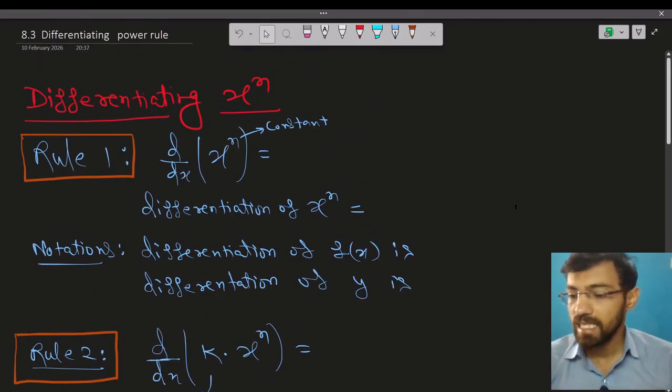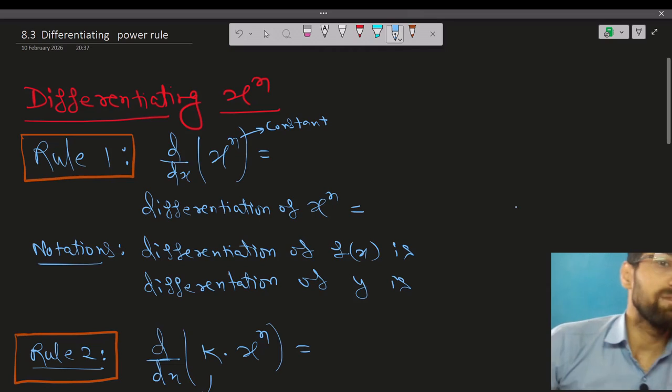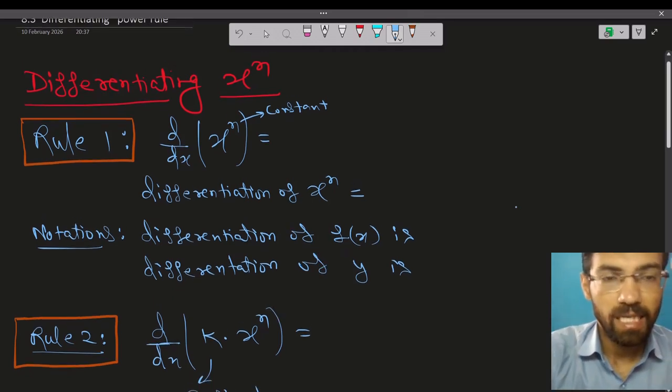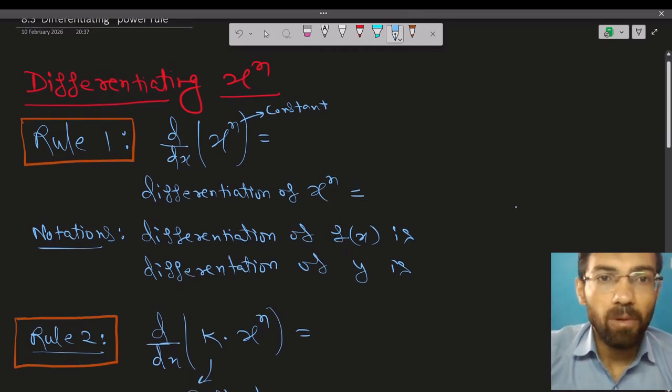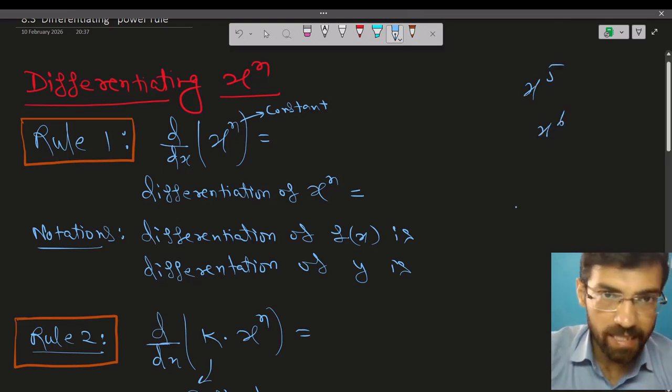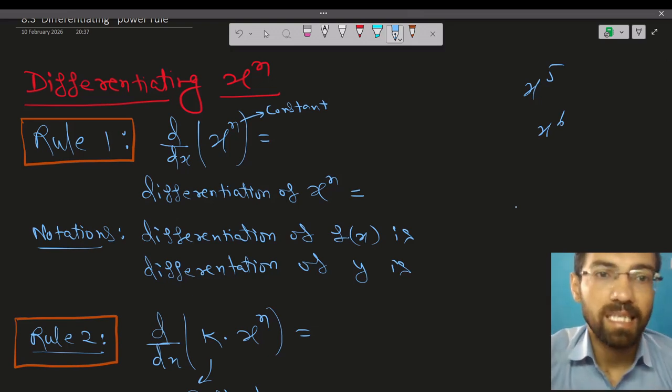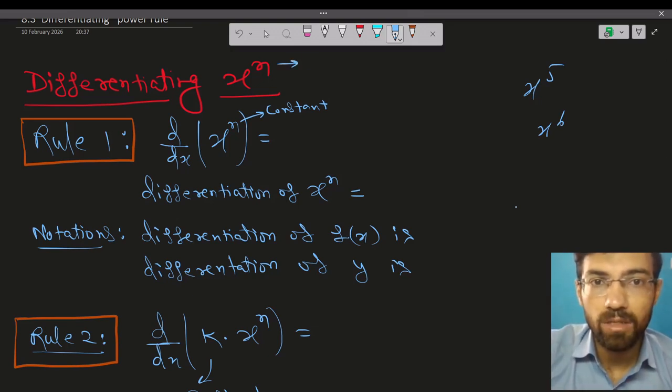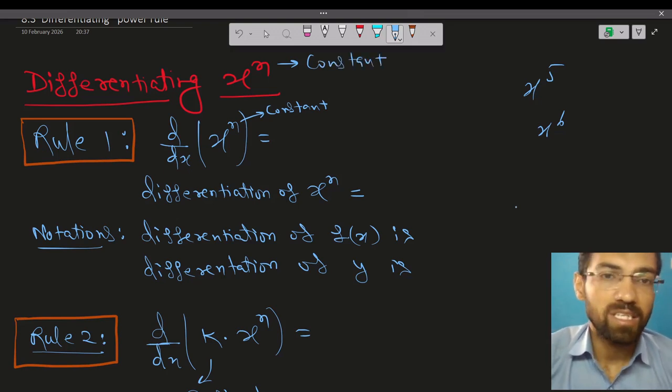Okay, so we will start here. We will start with differentiating x raised to n. Let us say anything that is in the form of x raised to n, like if I write x raised to 5, x raised to 6. How to differentiate such things? So differentiating x raised to n, where this n is a constant.